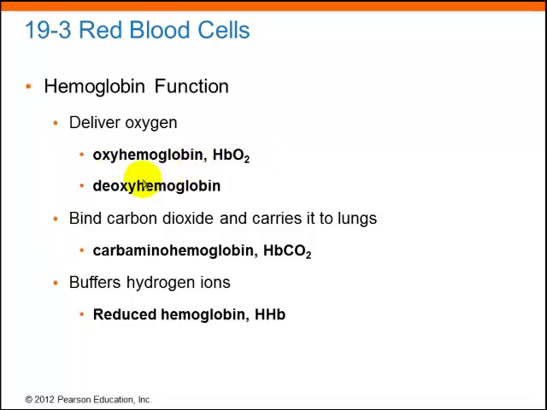If it's not fully oxygenated, we call it deoxyhemoglobin. If it's carrying carbon dioxide, we use this as our designation, and it is called carbaminohemoglobin because the carbon dioxide attaches not to the iron but to an amino acid. And another function of hemoglobin is that it buffers hydrogen ions for us. If it has a hydrogen ion attached, we say that the hemoglobin is reduced.